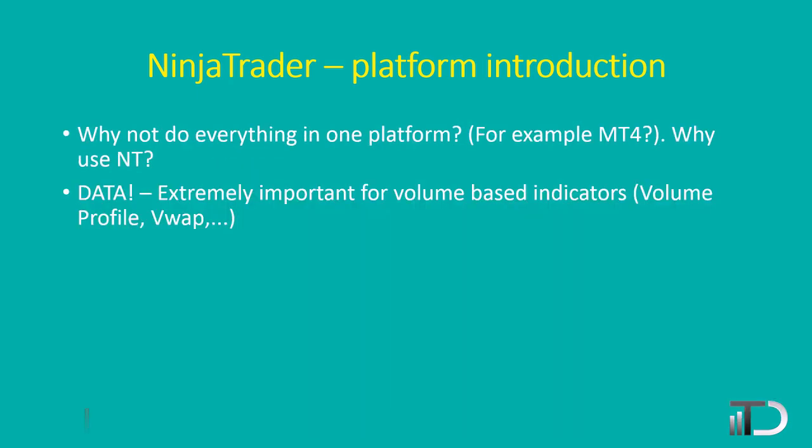At this point, you may ask why I don't do everything in just one trading platform, why I don't do my analysis, for example, in MetaTrader 4. Everybody uses MetaTrader 4, so why not use it for the analysis? Why bother with NinjaTrader? The main reason is the data. Having good data is extremely important for volume-based indicators, like for example volume profile or the VWAP. You can't really plot volume profile or VWAP if you don't have good volume data. And unfortunately, MetaTrader doesn't really provide that.